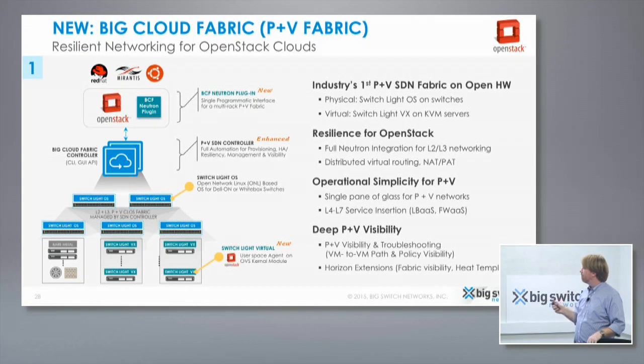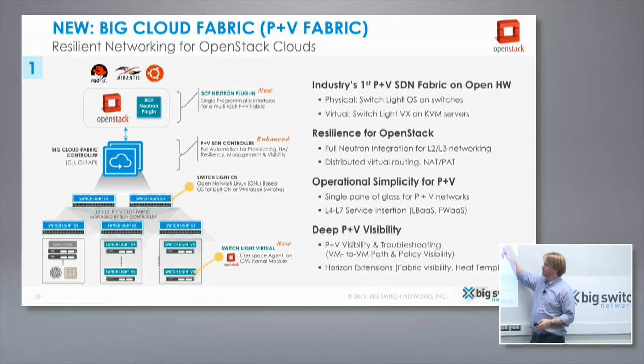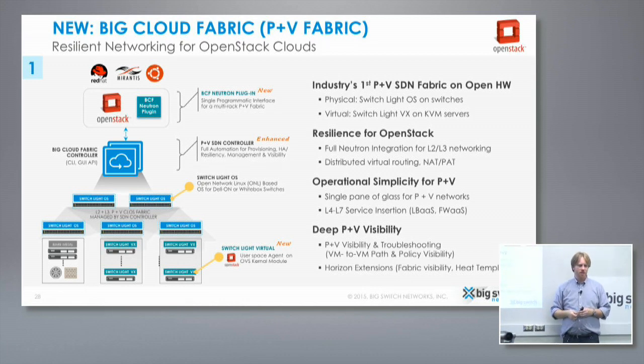I mentioned that brand new, announced yesterday, we also control the virtual switch. This is our Switchlight V switch edition. One of the huge benefits of this is we actually solve the OpenStack Neutron scaling problem by having a distributed logical router, both in the virtual switch as well as the physical switches.